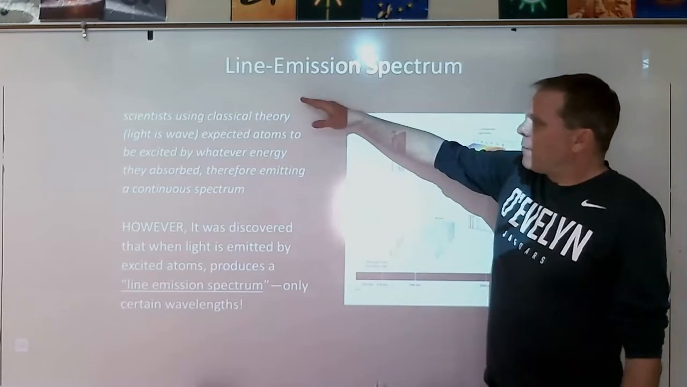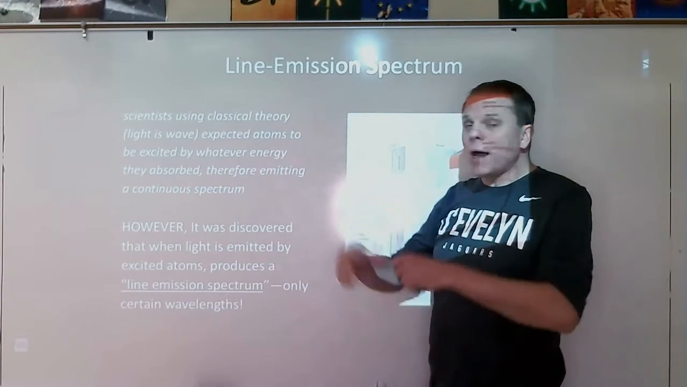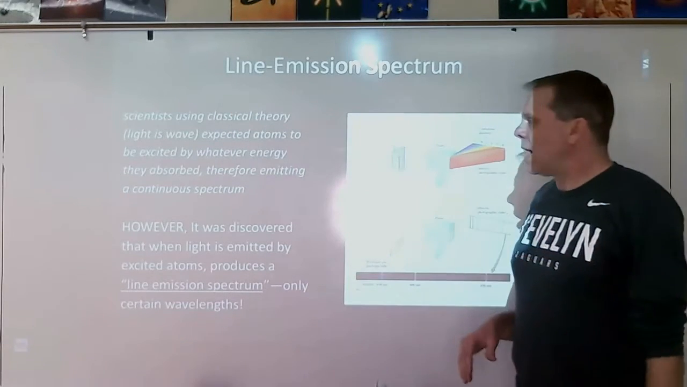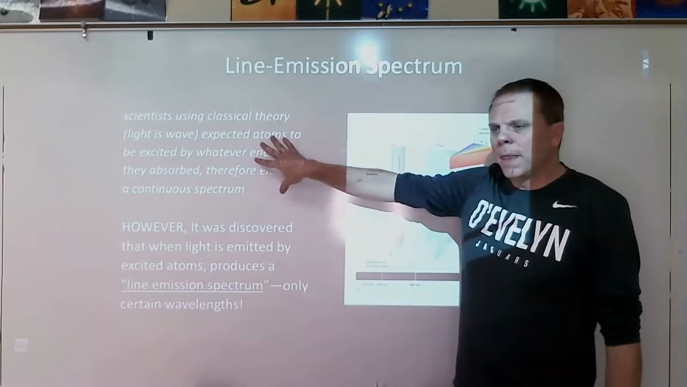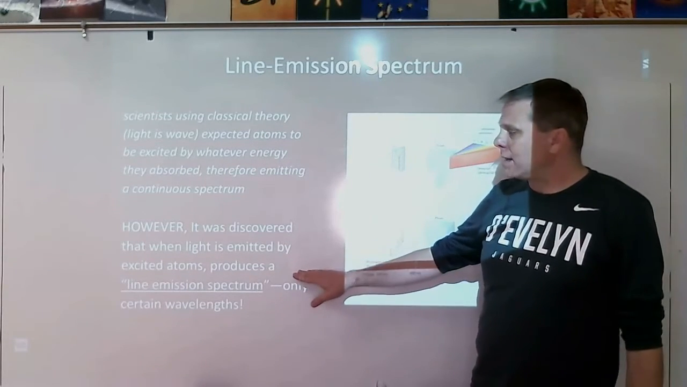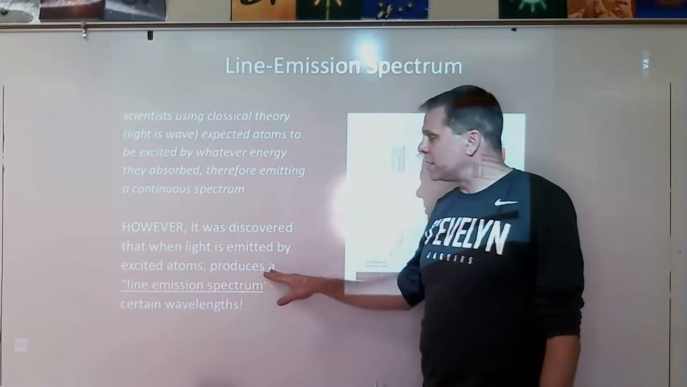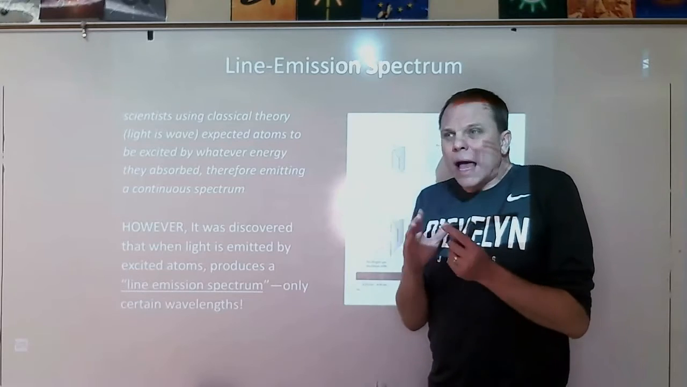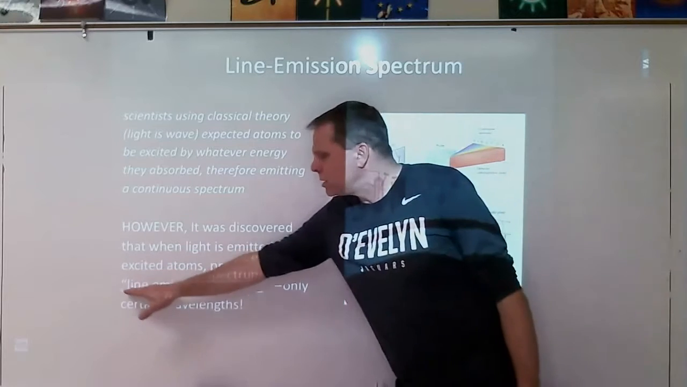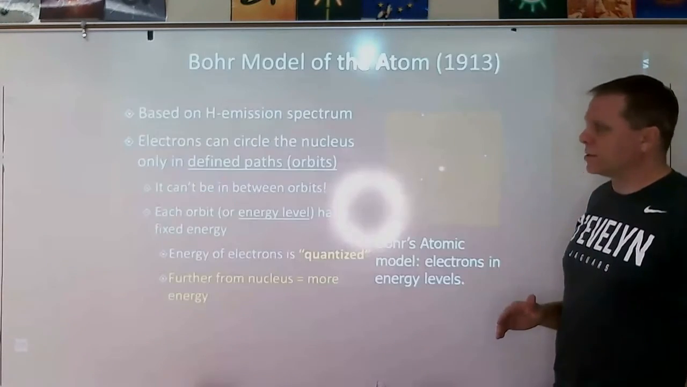If we looked at the classical light theory, we would expect atoms to be excited by whatever energy they absorb. Here comes some energy. I'm excited. Let's go ahead and give off some electrons. But that wasn't happening. It was only certain wavelengths of light, right? Since it's only certain wavelengths of light that get the atoms excited, in terms of electrons jumping up different energy levels, we call that the line emission spectrum. This is the line emission spectrum, that it gives off just certain colors.